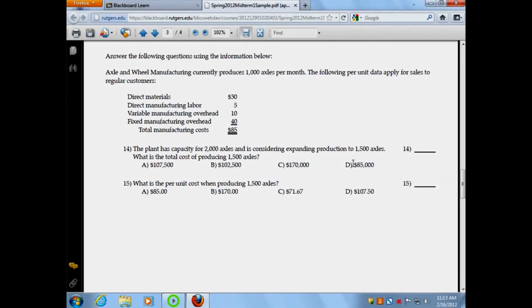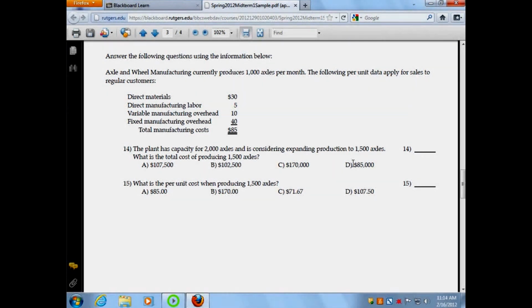The total fixed overhead is 40,000. It is not 1,500 times 40. No. If you did that, you would be treating the fixed cost as though it were a variable cost. So don't do that. Your fixed cost is 40,000. And you know that your fixed cost is not going to increase.